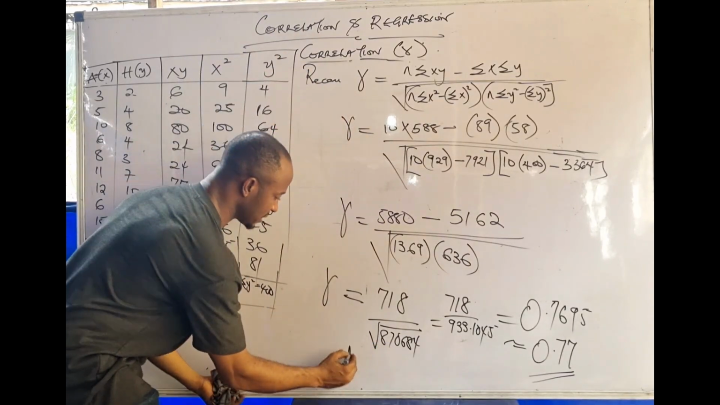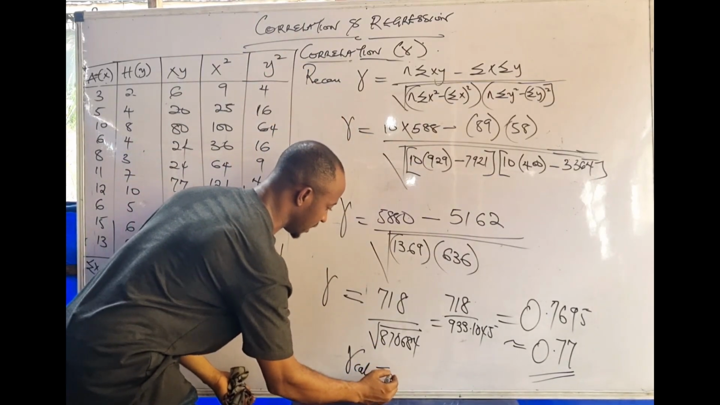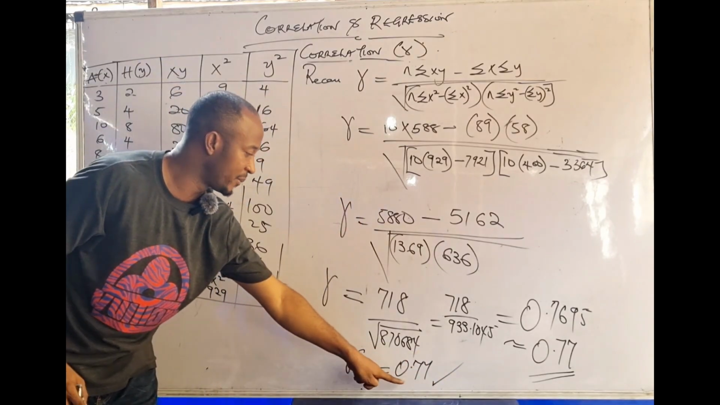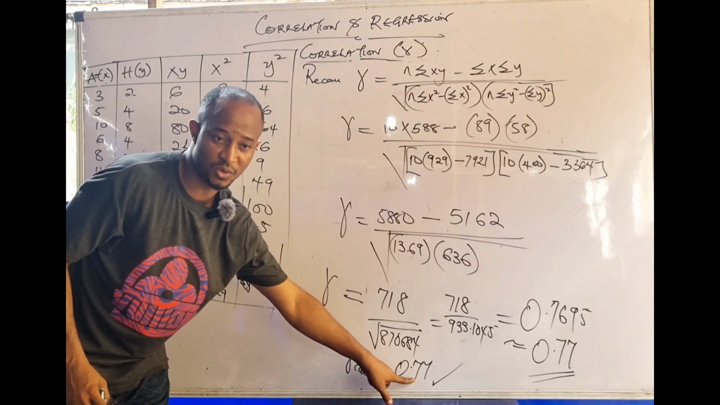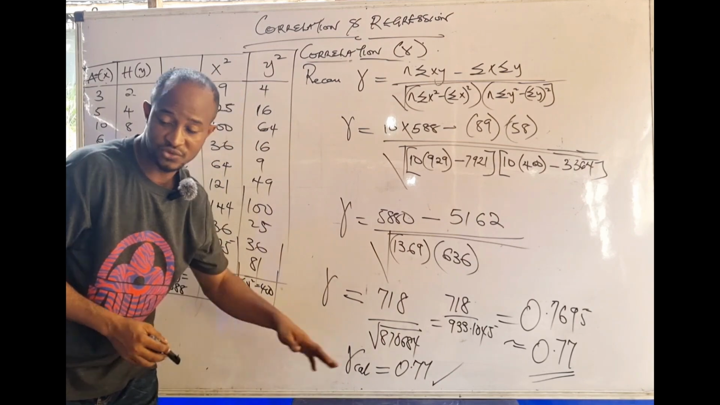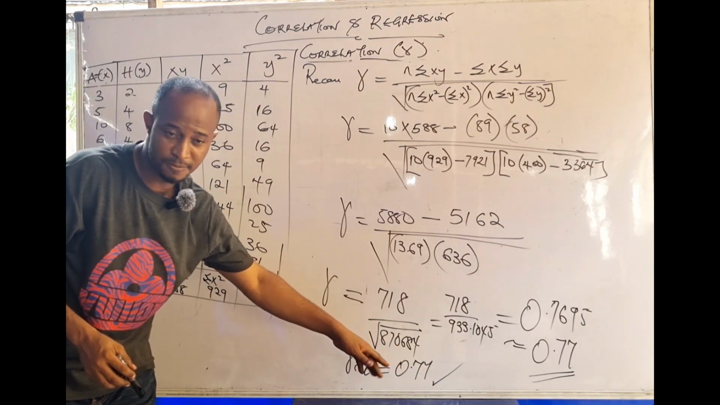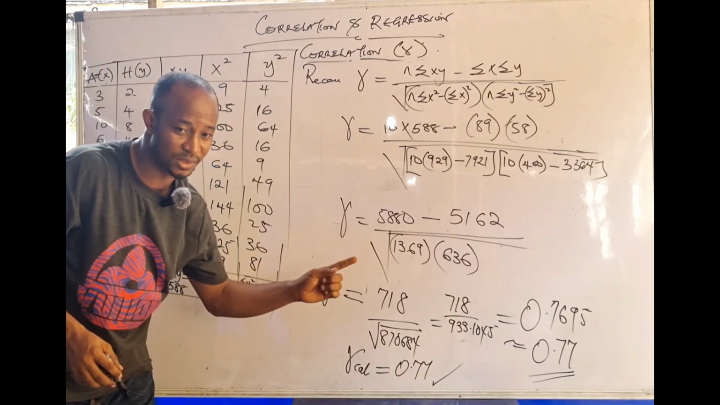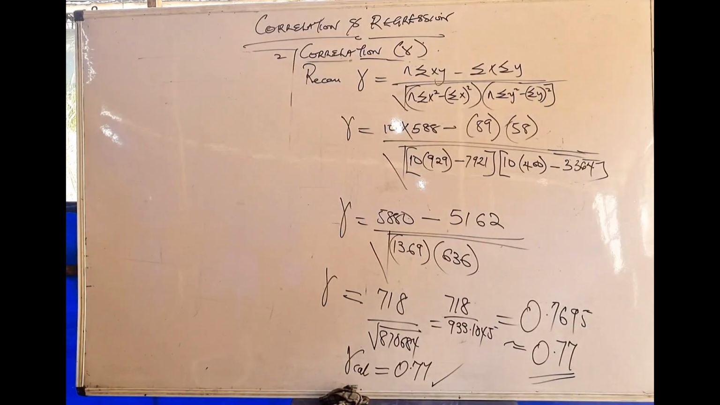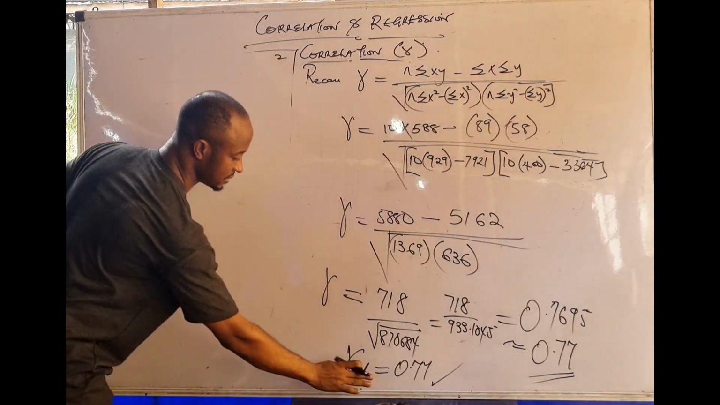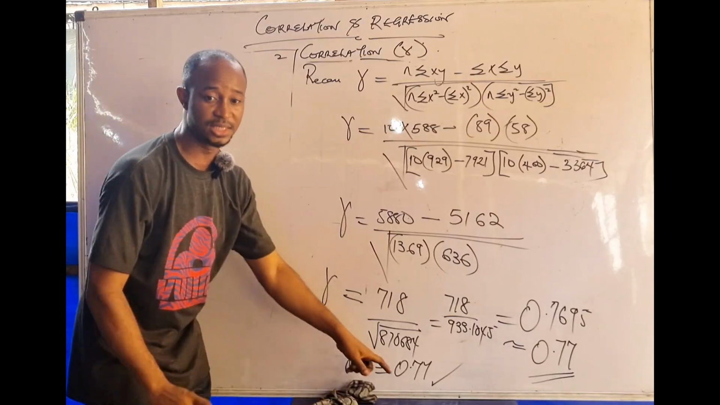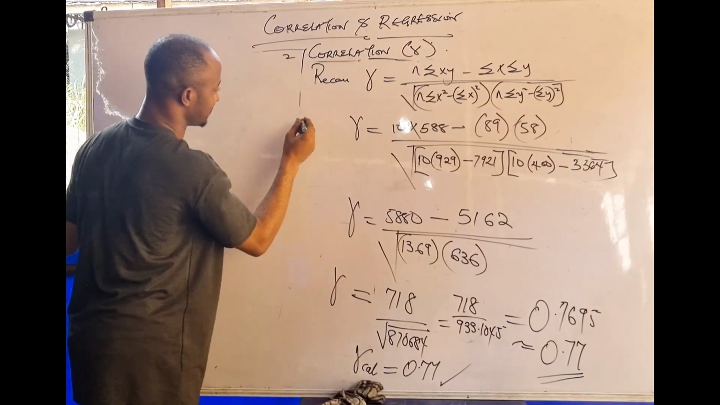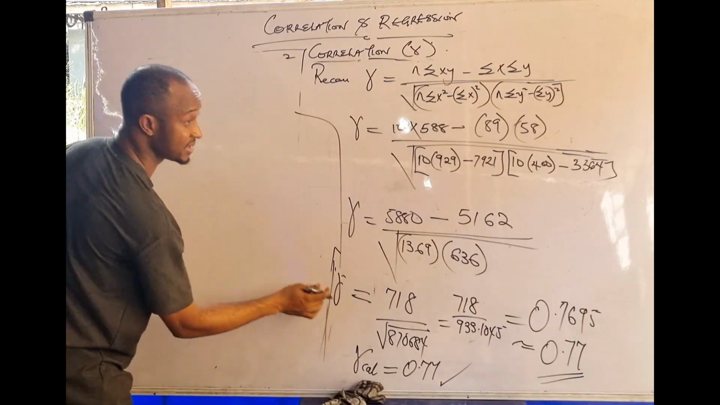We call this value r calculated, which is 0.7. Look at this. This 0.7 falls where? Strong and positive. But I cannot say it is strong and positive until I conduct a test. Now listen. We have come to a conclusion that our r calculated is 0.7. I will not claim here.